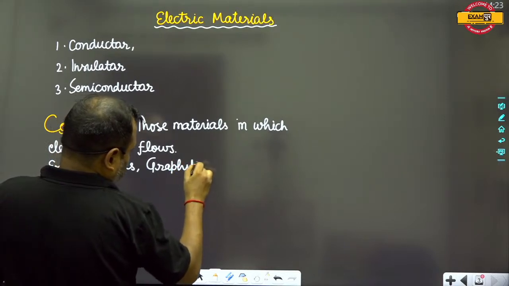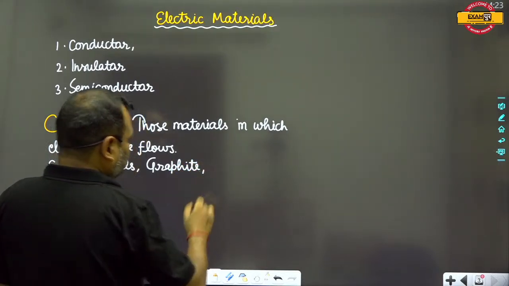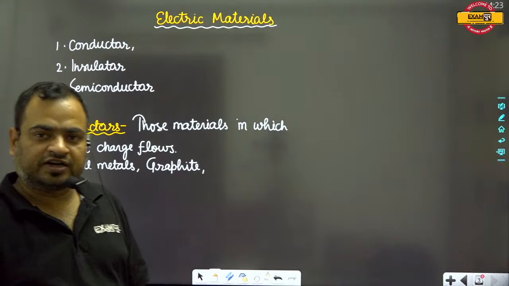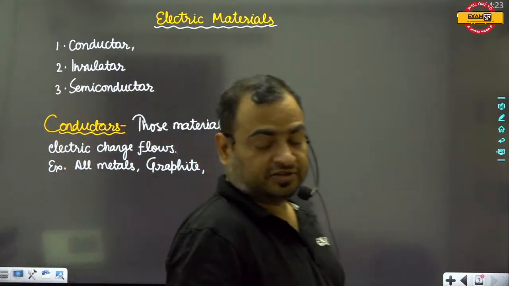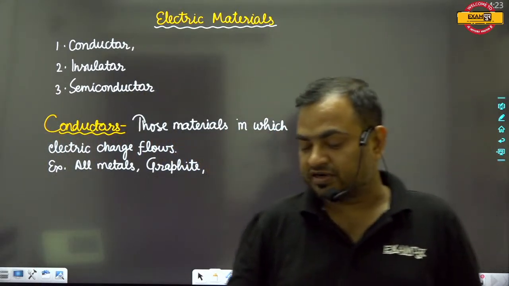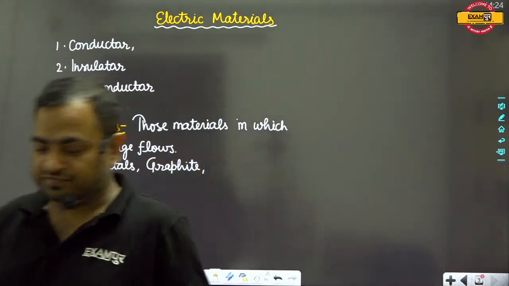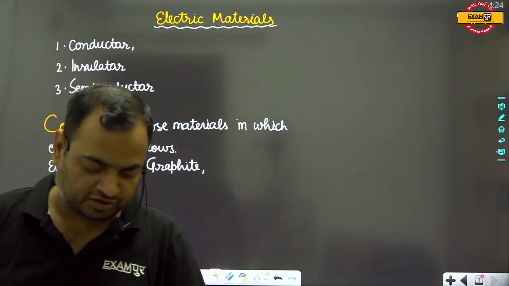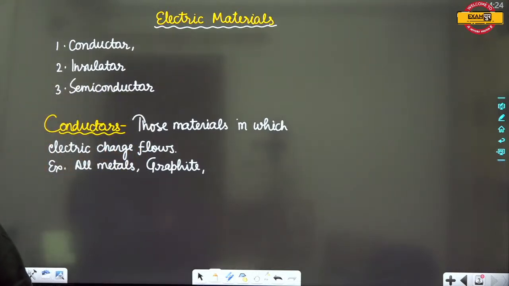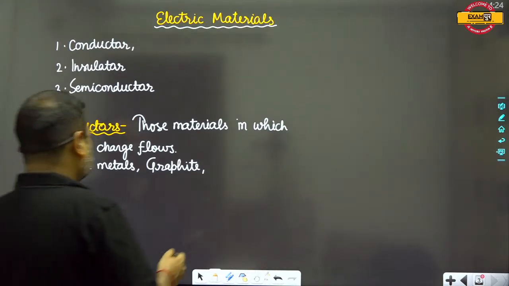Graphite is not a metal, but graphite also conducts electricity. Even though graphite is not a metal, graphite is made of carbon only. You know, guys, graphite is made of carbon only, and still graphite conducts electricity.